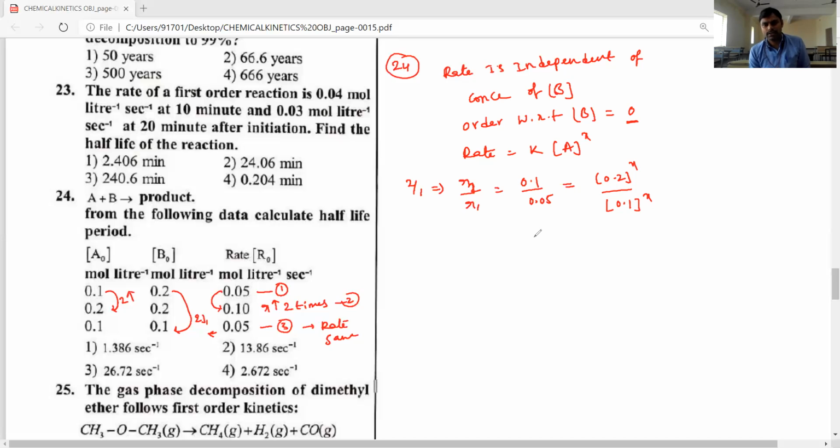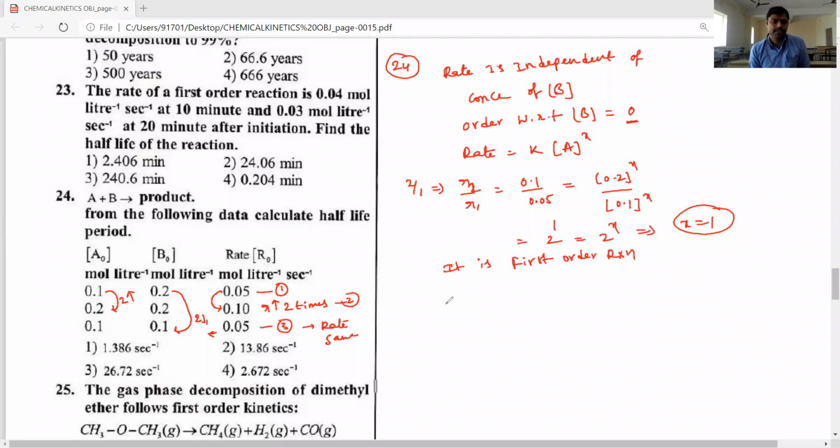2 by 1 is nothing but 2 is equal to 2 power X. Then X is equal to 1. X is equal to 1 means it is a first order reaction.